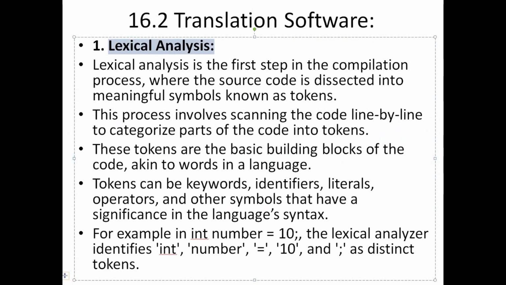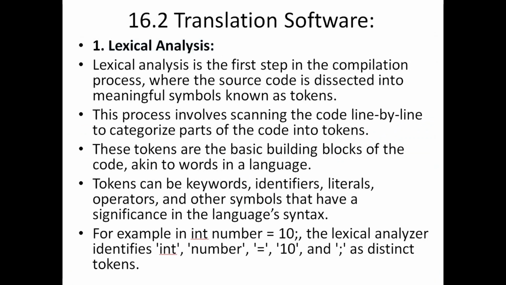First of all, let's talk about lexical analysis. It is the first step in the compilation process where the source code is dissected into meaningful symbols known as tokens. This process involves scanning the code line by line to categorize parts of the code into tokens. These tokens are the building blocks of the code, just like words in a language. Tokens can be keywords, identifiers, literals, operators, or any other symbol that has a significant value in that programming language's syntax.